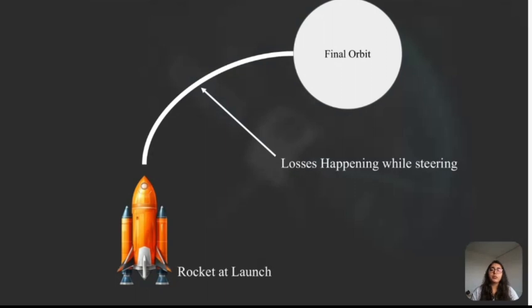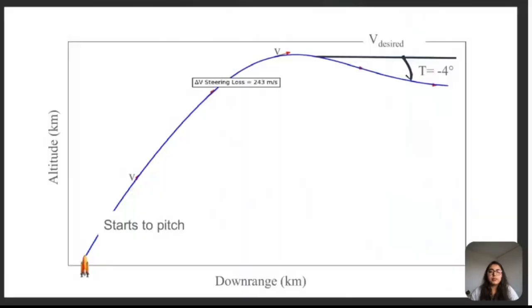But in the optimal steering law, it turns out that the rocket will actually pitch downwards near the end, which is not along the current velocity vector, and that results in some losses that have to be made up by the propulsion system. Let me explain this in more detail.